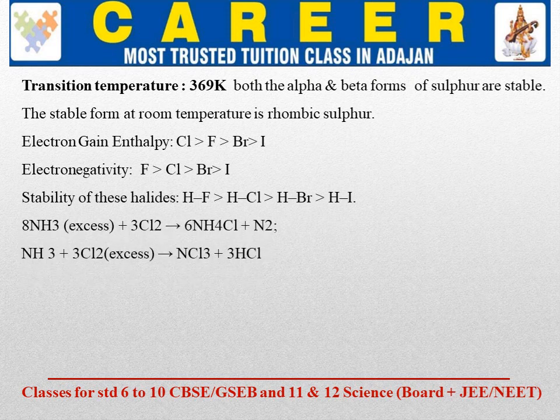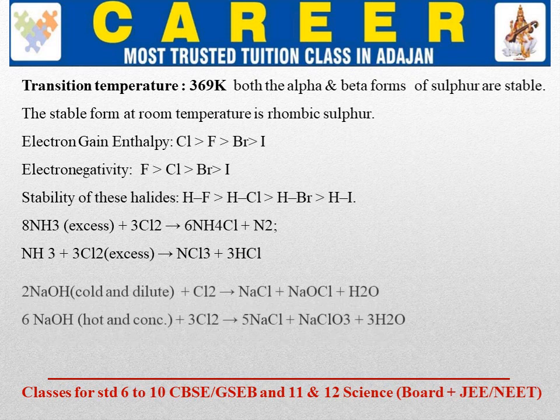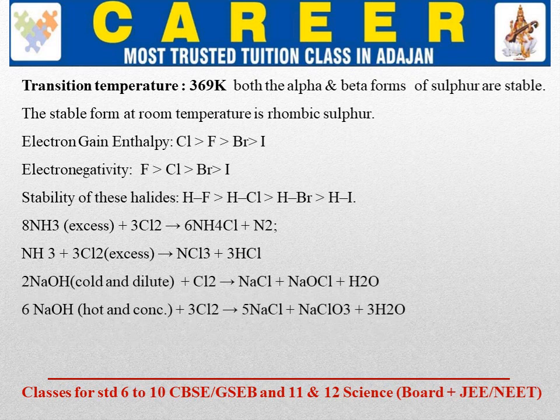Ammonia: these two reactions are very important. If excess ammonia reacts with chlorine, it results in ammonium chloride. But if ammonia reacts with excess chlorine, it results in the formation of NCl3, which is explosive in nature. Likewise, these two reactions are very important. Cold and dilute NaOH reacts with chlorine to give NaCl plus sodium hypochlorite. But if hot and concentrated NaOH reacts with chlorine, it results in sodium chlorate, NaClO3.